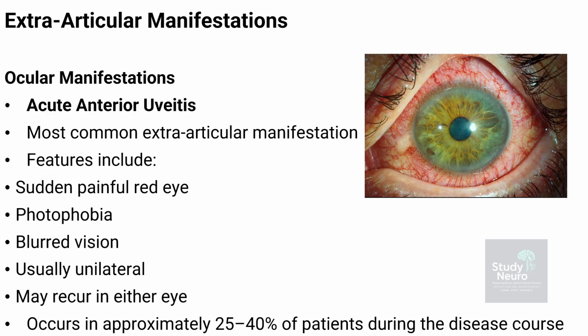Ankylosing spondylitis can affect organs outside the joints, and the eye is the most commonly involved site. This complication is common. Acute anterior uveitis is the most frequent extra-articular manifestation, affecting about 1/4 to 2/5 of patients during the course of the disease, and it usually presents suddenly with a painful red eye, sensitivity to light, and blurred vision. The inflammation often affects only one eye at a time. Although symptoms usually occur on one side, repeated episodes may develop in either eye over time, so early recognition and prompt treatment are important to reduce the risk of permanent visual impairment.